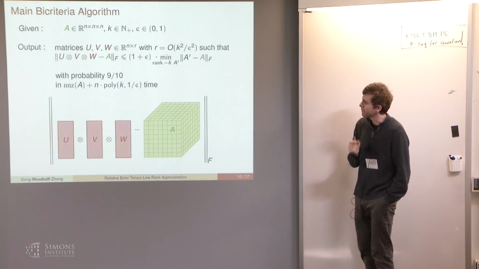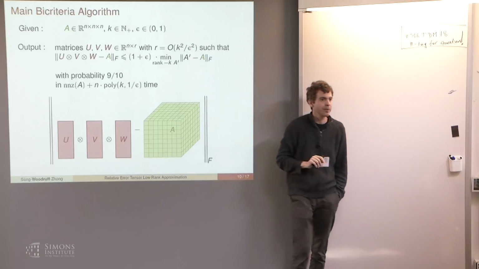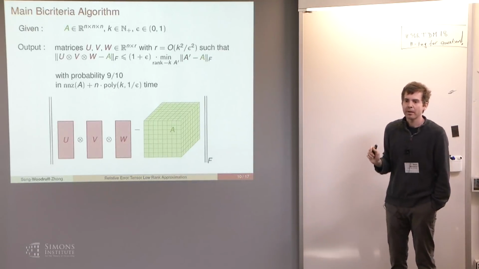So there's some blow up here. Instead of rank k, it's rank k squared over epsilon squared. Any questions? Okay.